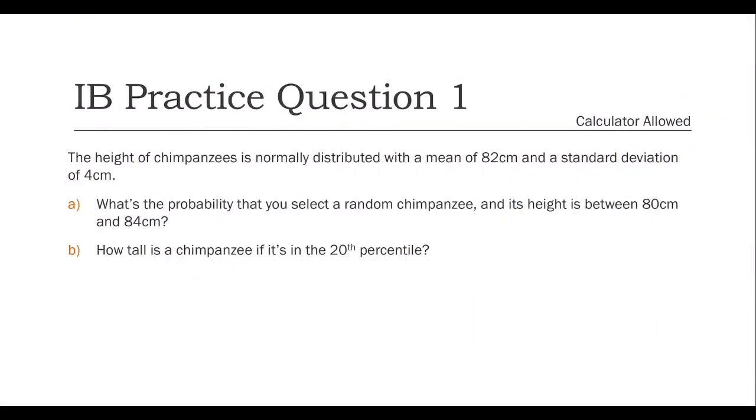So here we have our first IB practice question where the calculator is allowed. It says the height of chimpanzees is normally distributed with a mean of 82 centimeters and a standard deviation of 4 centimeters. A, what's the probability that you select a random chimpanzee and the height is between 80 centimeters and 84 centimeters? So if we draw our normal curve, our mean is 82 centimeters. And we're looking for the probability the height is between 80 centimeters and 84 centimeters.